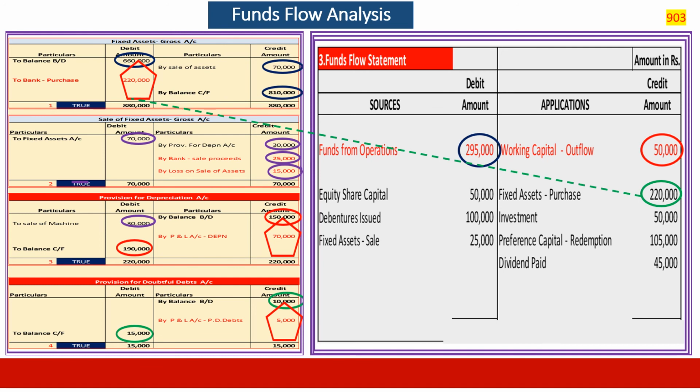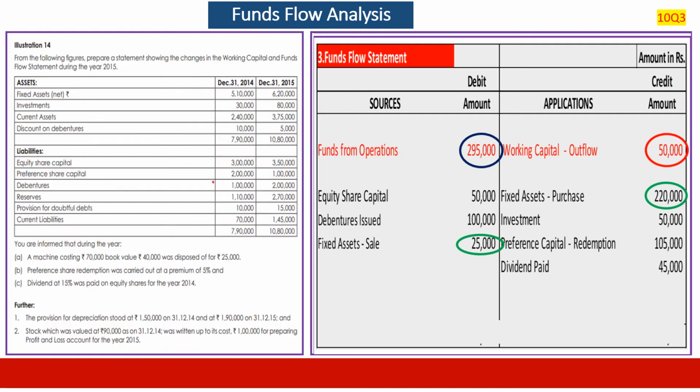We purchased assets worth 2,20,000. Fixed assets, we record that. We sold machinery worth 25,000. Sale proceeds 25 received. And now we go to the problem proper. Fixed assets covered, investments covered. We have got investments of 30,000 going to 80,000, means we paid 50,000 extra to buy investments additionally.